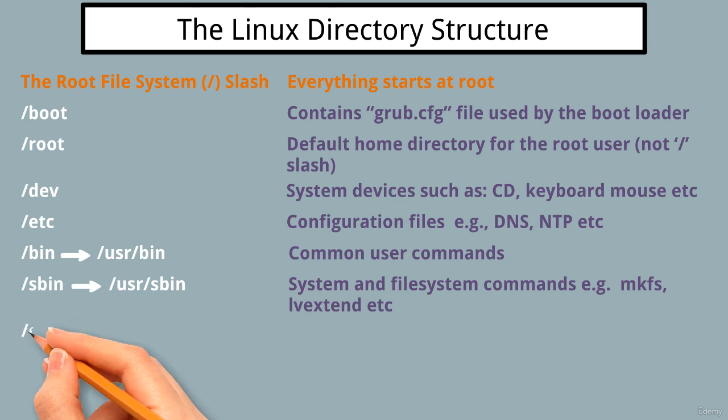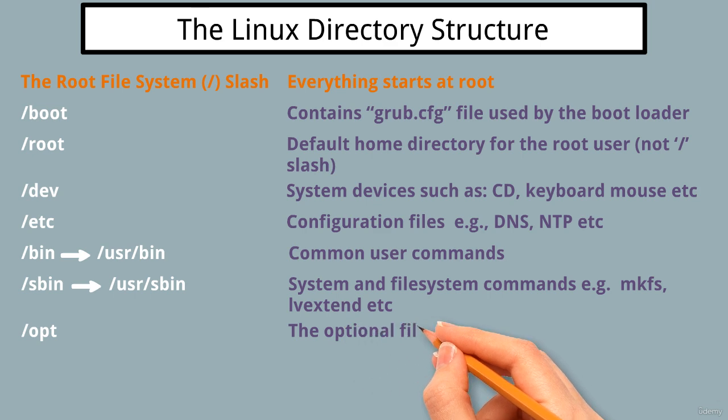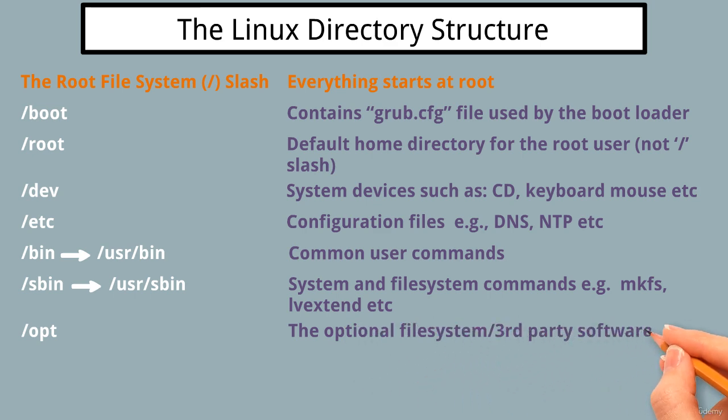Next is /opt, the optional file system. As the name suggests, /opt holds additional software installed on the system. A subdirectory is created for each installed software. It is mostly the software which does not come with your operating system. It contains additional add-on applications that are not part of the OS.